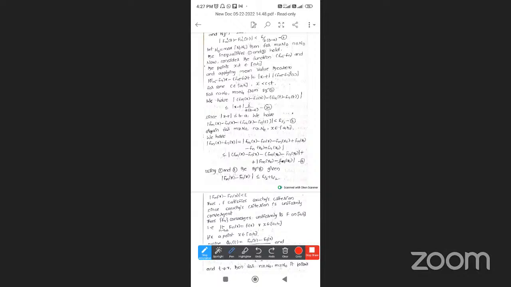Now, limit as n tends to infinity of fn dash of x is equal to limit as n tends to infinity of limit as t tends to x of qn of t, which equals limit as t tends to x of limit as n tends to infinity of qn of t, which equals limit as t tends to x of q of t, which is limit as t tends to x of f of t minus f of x by t minus x, equal to f dash of x. Hence proved.